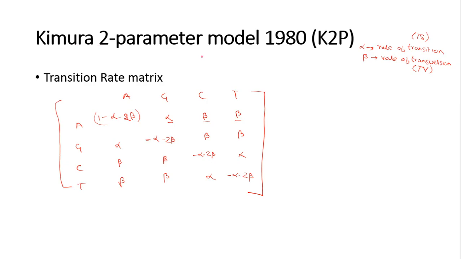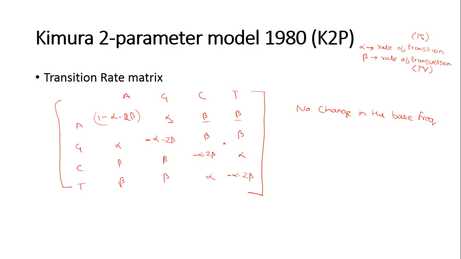And in this way, you have the transition rate matrix for the Kimura 2-parameter model, 1980. Well, now, it is to be noted that in this K2P substitution model, there is no change in the base frequency. Okay, the assumption for the base frequency remains the same as it was in JC69. The assumption that all the nucleotides can show up in the sequence with equal frequency remains as it is in this model as well. Okay, so what we have changed is only the rate of substitution. Rate of substitution for transition and transversion has changed.